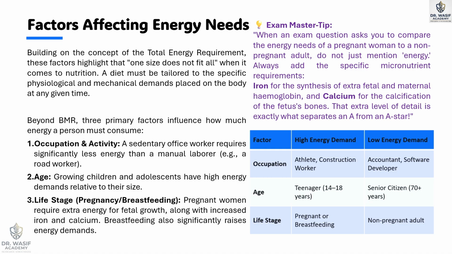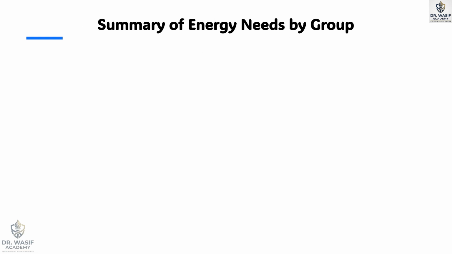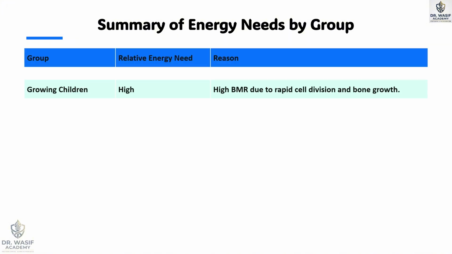Remember, iron is used for the synthesis of extra fetal and maternal hemoglobin and calcium for the calcification of the fetus's bones. That extra level of detail is exactly what separates a B grade from an A star. To really solidify how these energy demands shift in the real world, let's look at this comparative overview. This table perfectly connects a group's relative energy need directly to the underlying biological reason behind it.